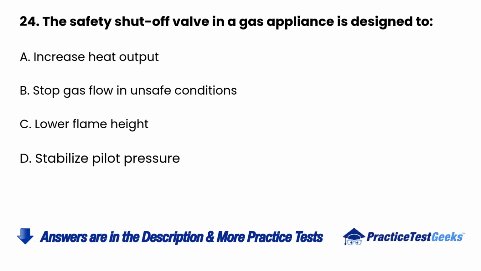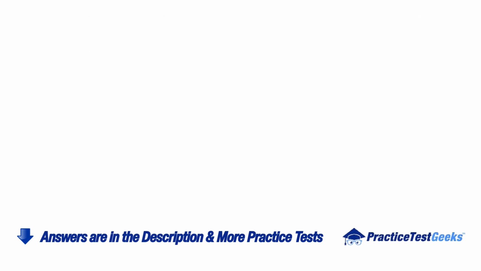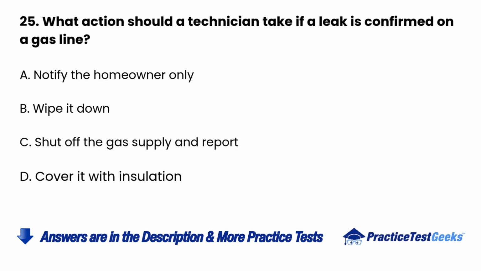24. The safety shutoff valve in a gas appliance is designed to A. Increase heat output. B. Stop gas flow in unsafe conditions. C. Lower flame height. D. Stabilize pilot pressure. 25. What action should a technician take if a leak is confirmed on a gas line?